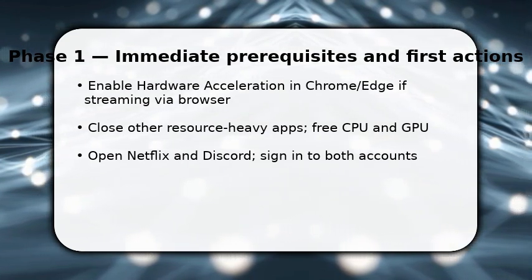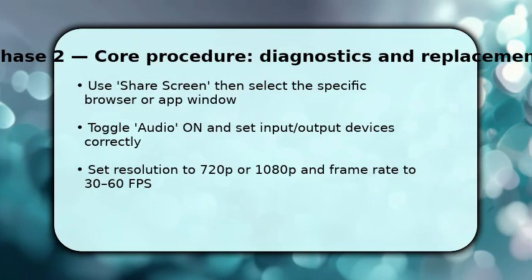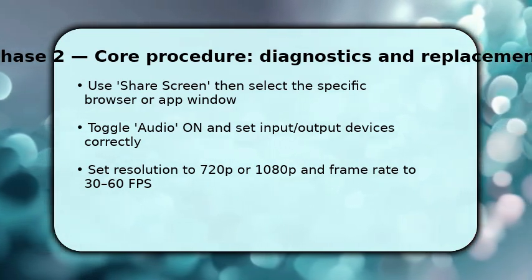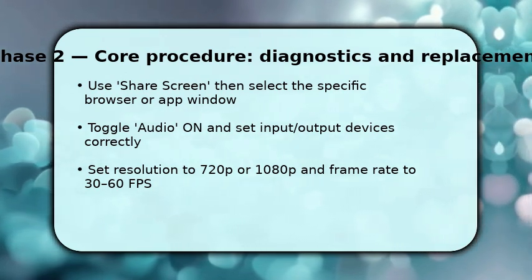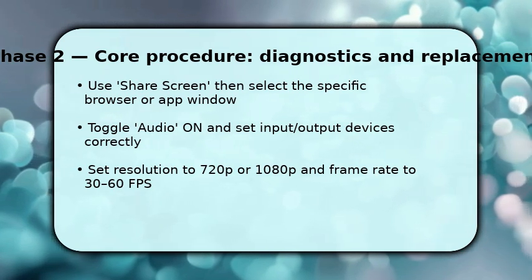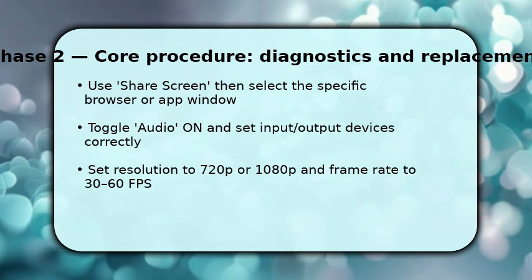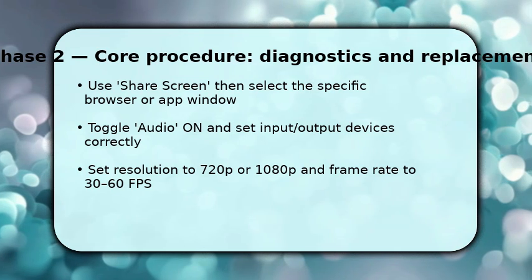You now configure Discord's share options explicitly. Click Share Your Screen, pick the exact browser tab or the Netflix app window, and choose to include system audio so viewers hear the movie. Then select Resolution and FPS. Choose 720p at 30 FPS for stable streams or 1080p at 30 or 60 FPS if your connection and Nitro allow it.